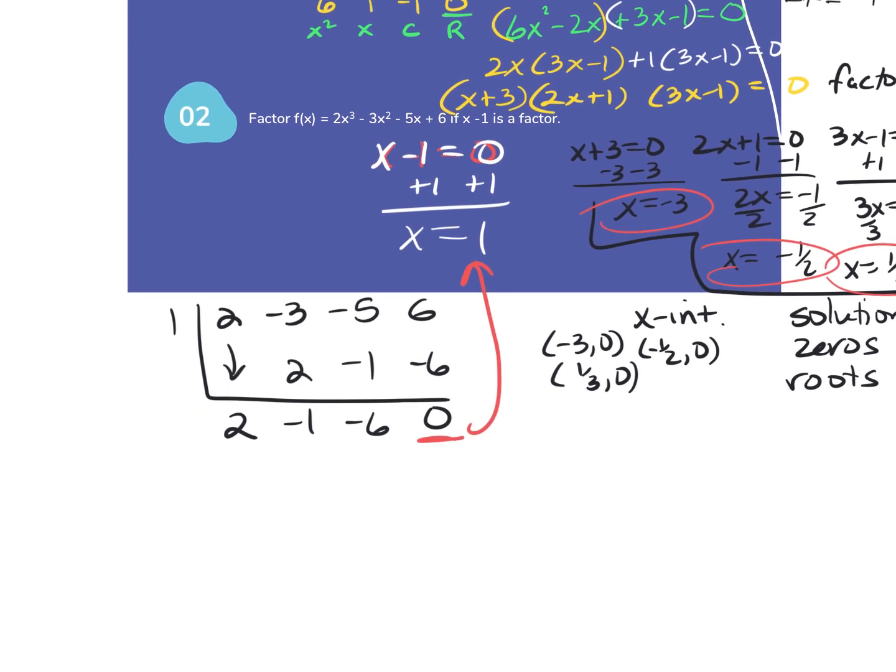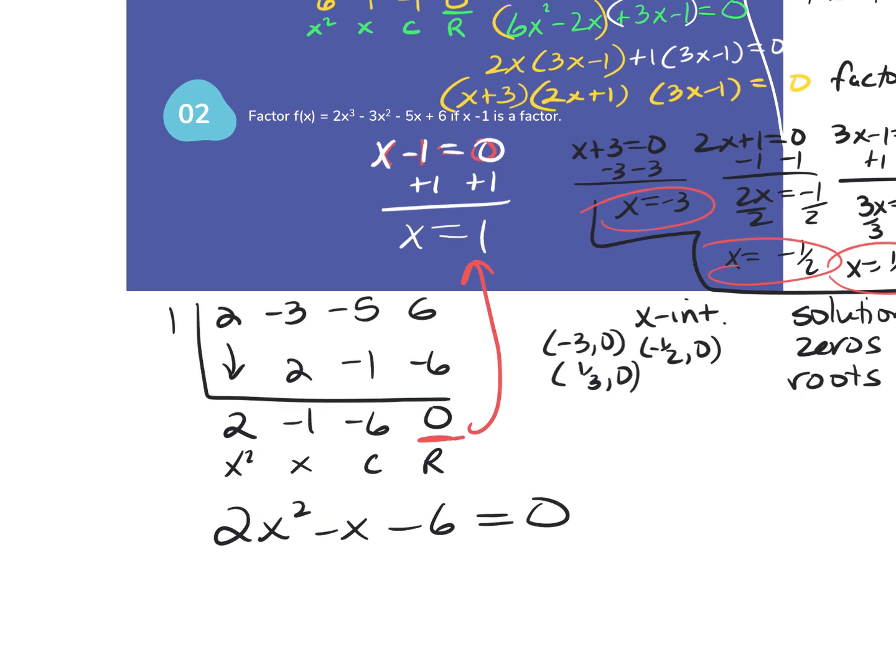Now I can add back my variables. So this will become x squared. This is the x. This is the constant and the remainder. So 2x squared minus x minus 6 equals 0. It's now quadratic. If it can be factored, definitely factor it. It's the faster way. If you don't want to factor by grouping and you want to guess and test, then you've got to FOIL it to make sure it works.